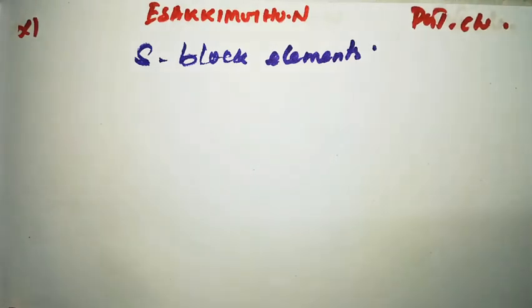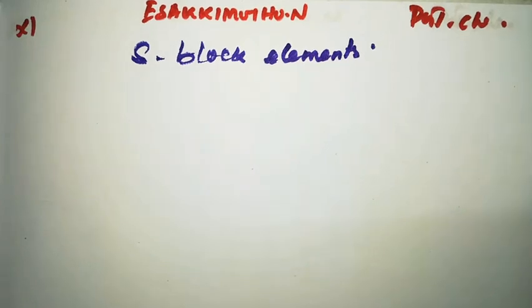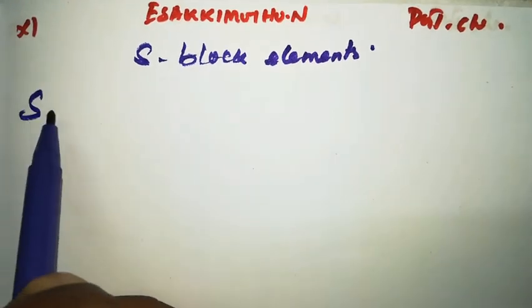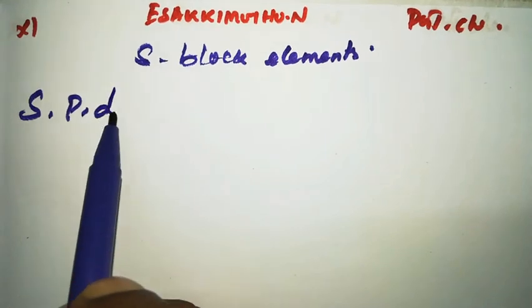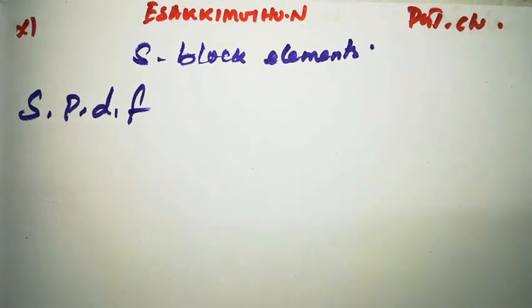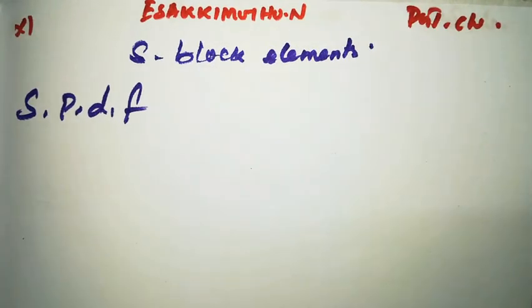Today, new chapter: S block elements, 11th standard. S block elements in the periodic table. Actually, there are four blocks of elements: S, P, D, and F. They are the four parts of the periodic table.